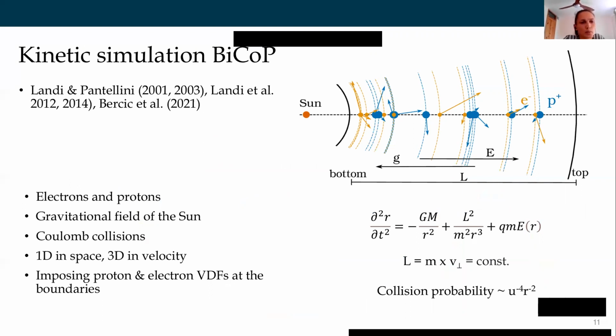So just a quick overview about what the kinetic simulation VCOP is. It simulates the solar wind, which consists of electrons and protons. It's 1D in space and 3D in velocity. And so in this simulation, electrons and protons are accelerated by the ambipolar electric field, and there is a gravitational force working in the opposite direction. There are also Coulomb collisions present between the particles. Okay, and let's see what we get.